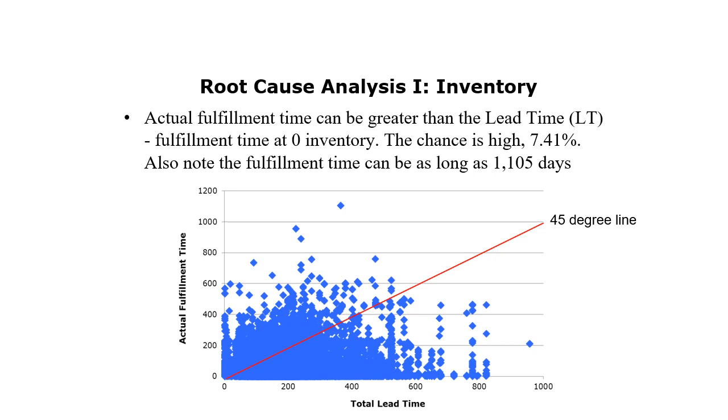To verify this conjecture, we'll plot out the actual fulfillment time and the total lead time for each SKU on this figure. The total lead time is defined to be the total time it takes for the SKU to be fulfilled, assuming zero inventory anywhere in the system. The red line is the 45-degree line. As we can see that the actual fulfillment time can be longer than the total lead time by a non-negligible probability, around 7%, which implies that even though inventory might be a cause for the underperformance, inventory cannot be the only cause. Something else must also be wrong.